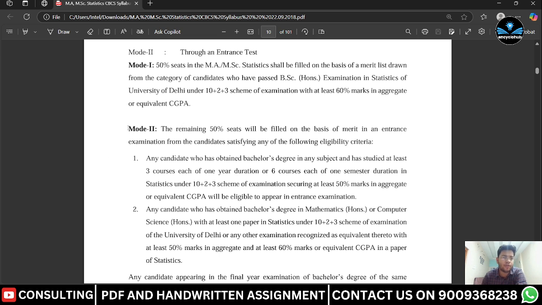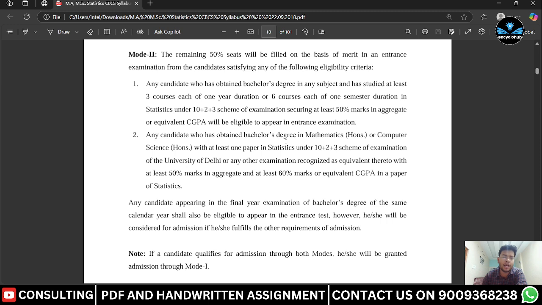But for mode 2, if you are not a Delhi University student and you want to go to Delhi University, and you have a bachelor degree in any subject and have studied at least 3 courses each of 1 year duration, or 6 courses each of 1 semester duration, in statistics, then you are eligible for this course and can appear in the entrance examination.